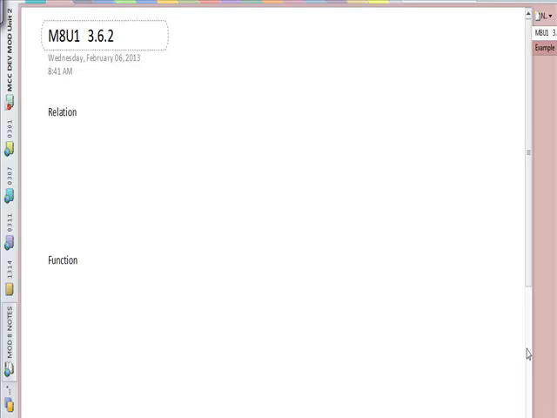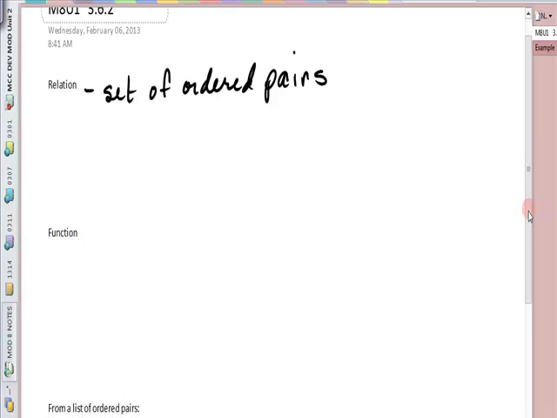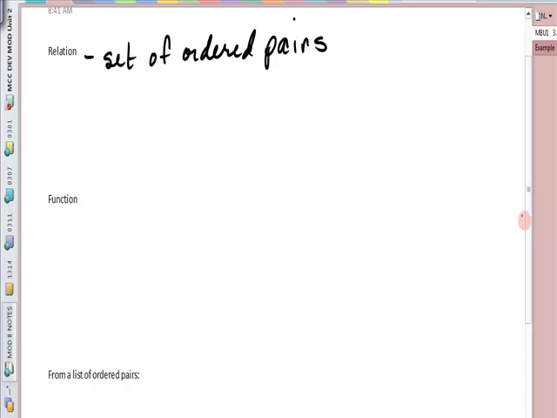In our last lesson, we talked about a relation and we talked about the domain and the range. So once again, a relation is a set of ordered pairs. Just a set of ordered pairs. A function, which is what we're going to look at now, is a particular kind of relation. It's a subset of all relations.